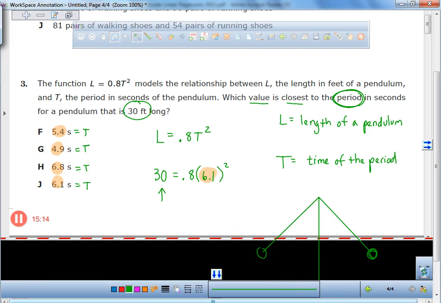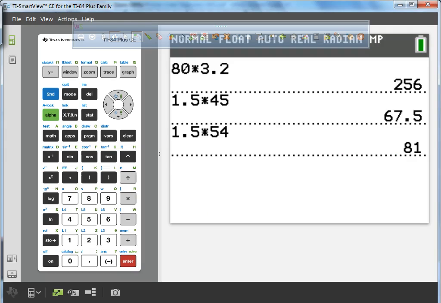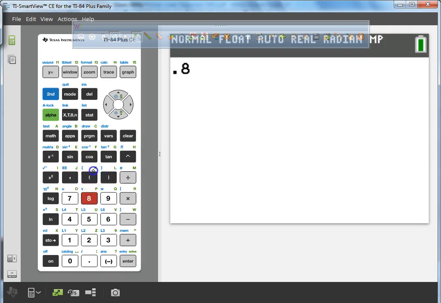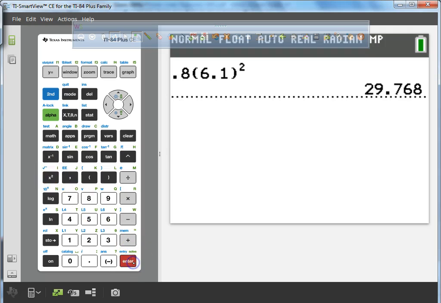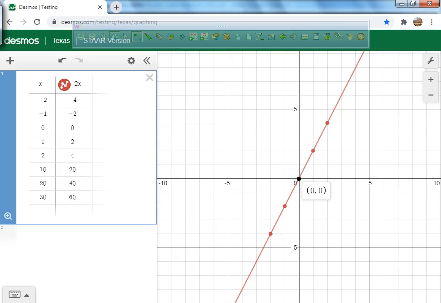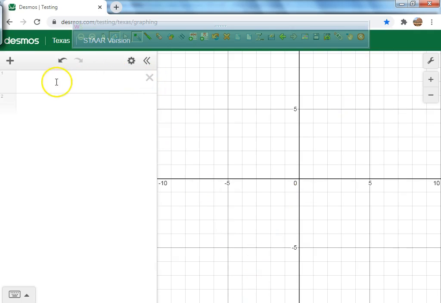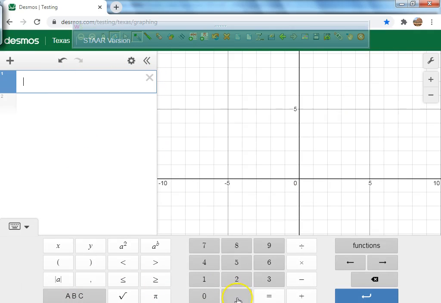Ready? Let's put a 6.1 right in there. Now, if you don't have a graphing calculator, I'm going to show you how to do it in Desmos. It says 0.8. We're thinking it's going to be 6.1, and then we're going to square it. So that's where you square it right there. Let's say you don't have a graphing calculator at home, but you wanted to try it in Desmos, you could still type it in: 0.8 parentheses 6.1 close parentheses, and you could square it. So that's how you could use Desmos to do the exact same thing to test it.